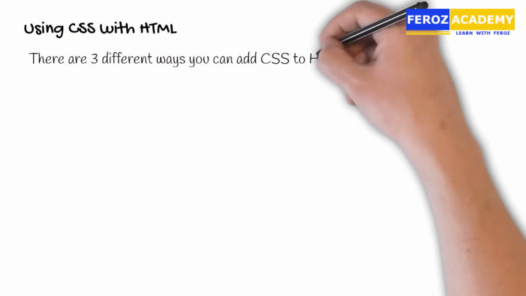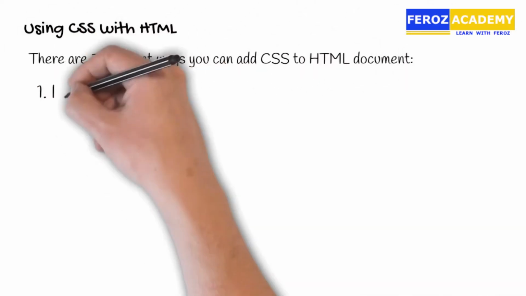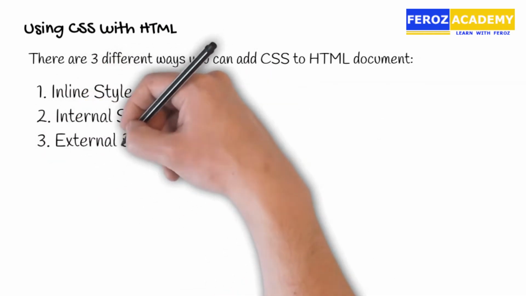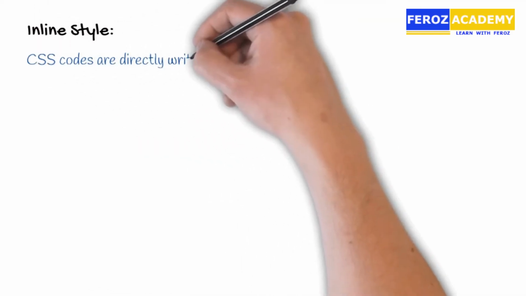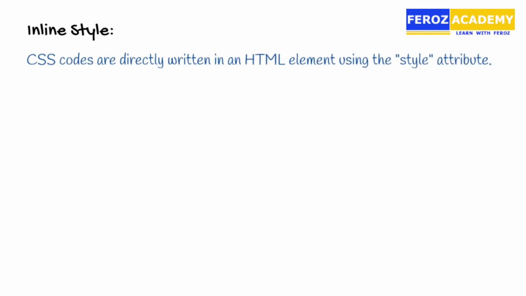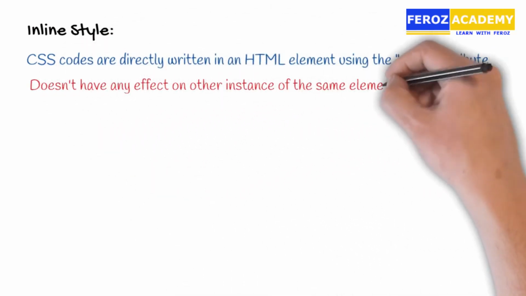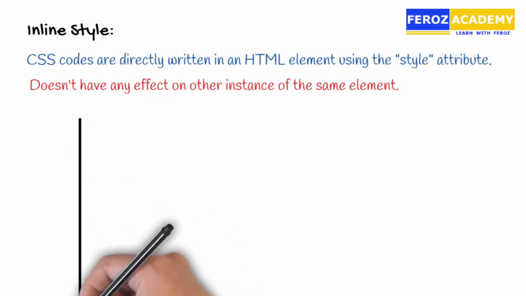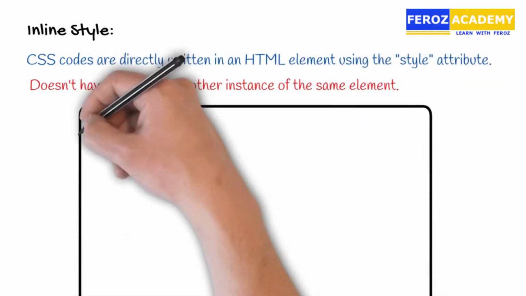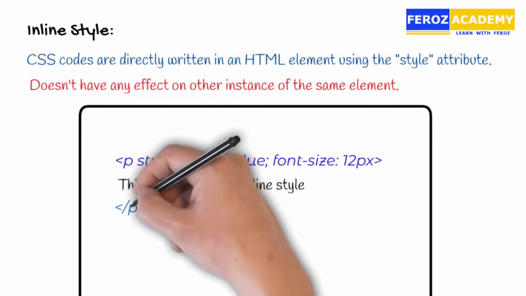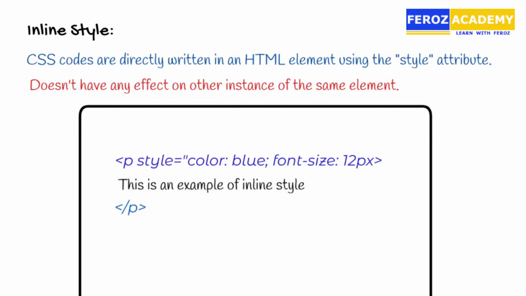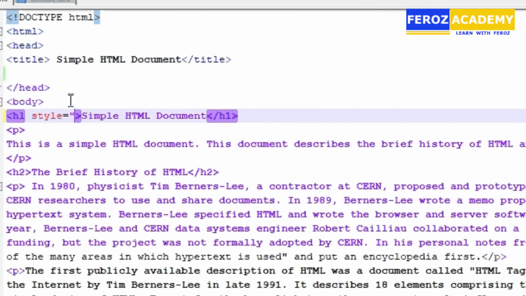There are 3 different ways you can add CSS to your HTML document. For inline style, CSS codes are directly written in an HTML element using the style attribute. Inline style doesn't have any effects on the other instance of the same HTML element. Let's look at an example of using inline style.